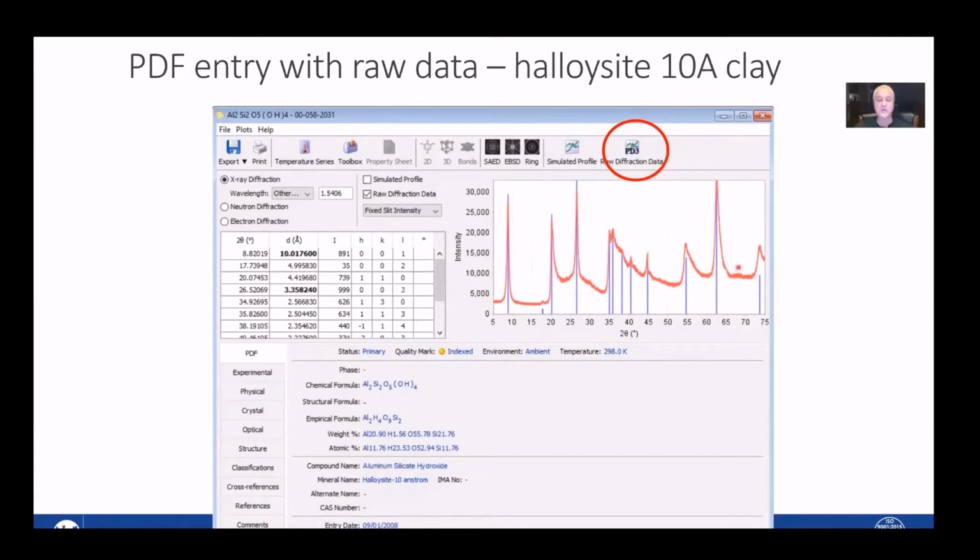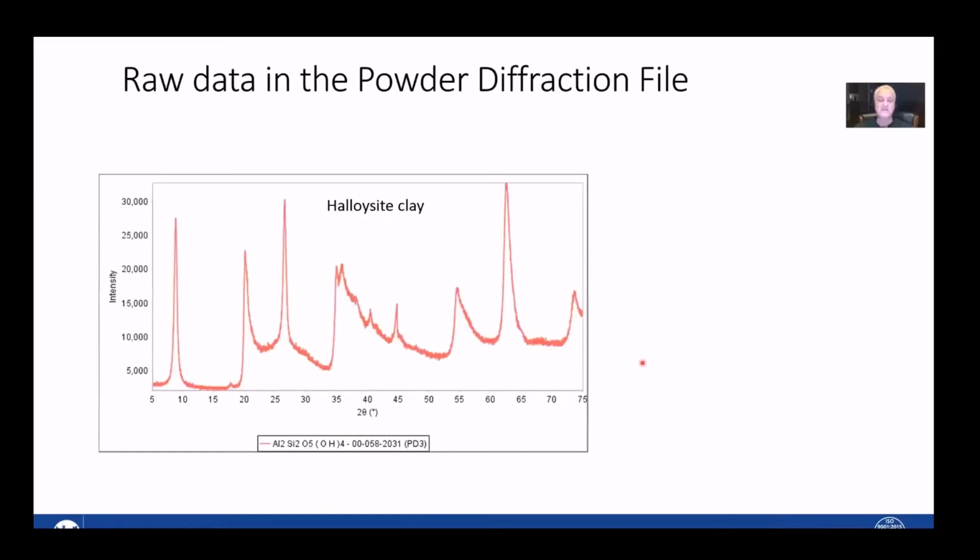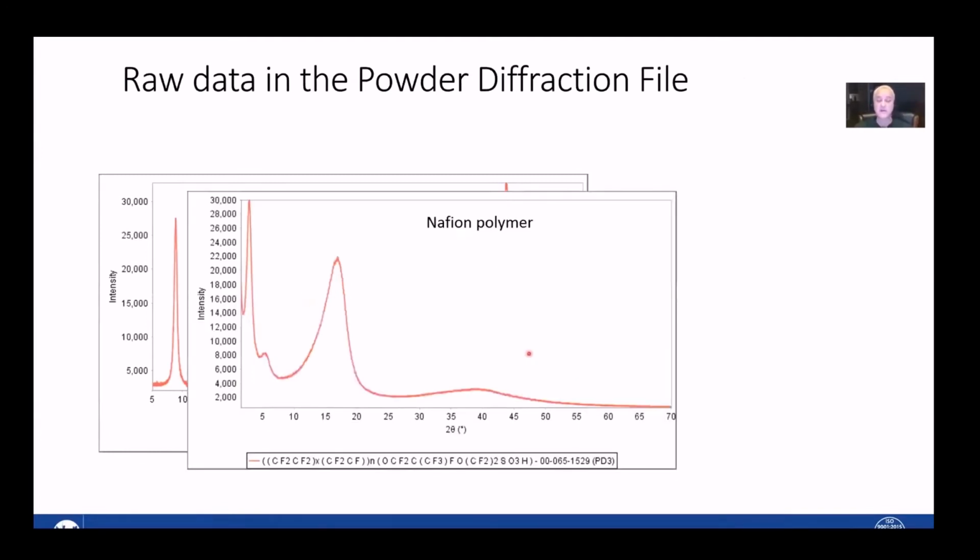And so if you've run this particular clay sample, the peak positions will certainly be helpful to identify it, but to understand the whole pattern, being able to see the raw data is a big plus for materials characterization. So some of the kinds of materials we put the raw data in for very unique characterization capability, I mentioned clays. We also have a lot of polymer patterns now in the database.